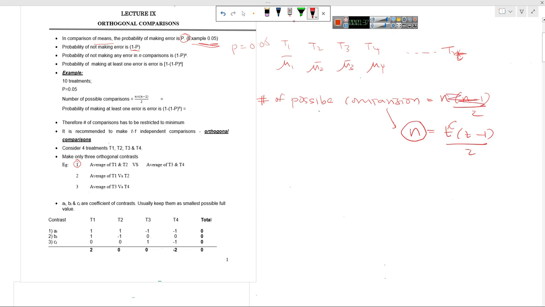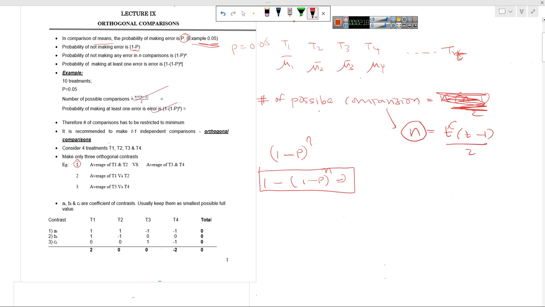So the probability of not making error in one comparison is 1 minus p. If we have n comparisons, then we have to multiply it n times, then only can we calculate the aggregated error. So (1 minus p) power n is the probability of not making error, and 1 minus (1 minus p) power n will be the probability of making at least one error during the comparisons. This is the equation that we should remember.